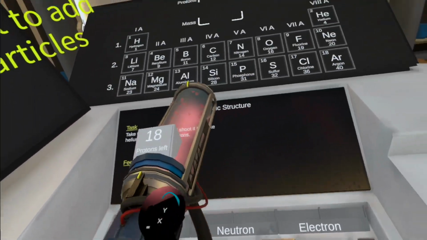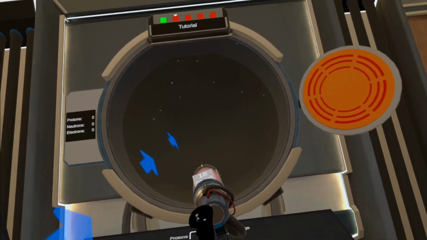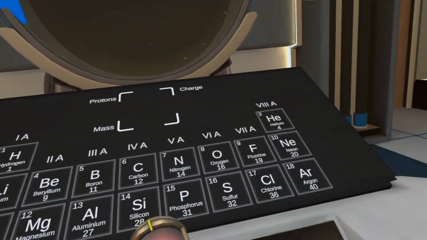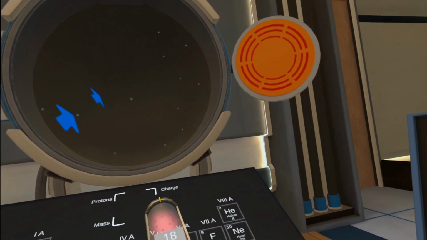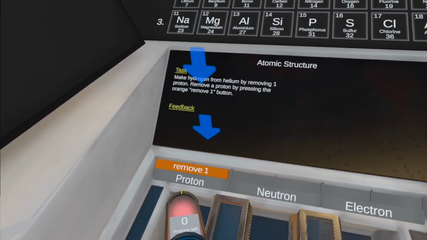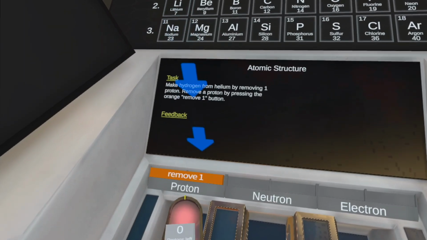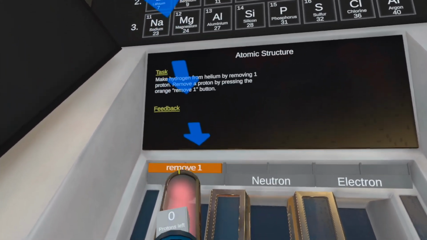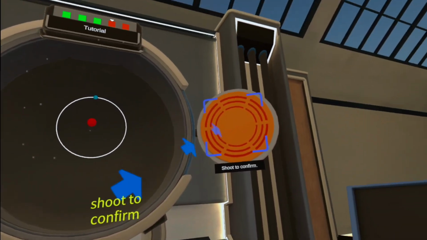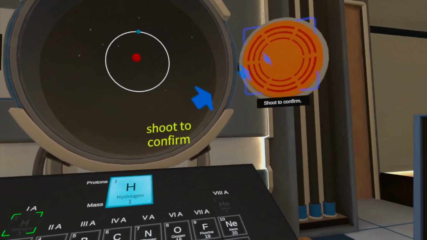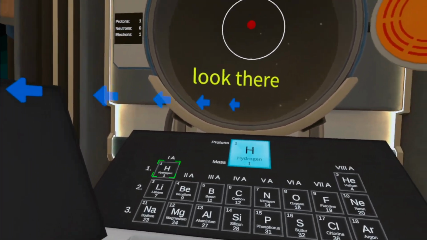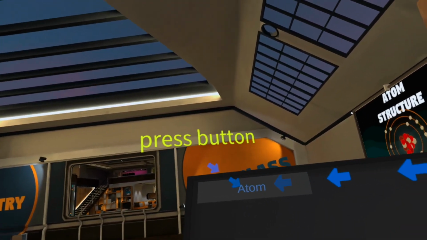Take the proton gun and shoot it to make helium. Helium has 2 protons. Make hydrogen from helium by removing 1 proton. Remove a proton by pressing the orange Remove One button. If the correct atom is made, check the answer by shooting at the target on your right. If you need more information, press the buttons on the screen on your left.